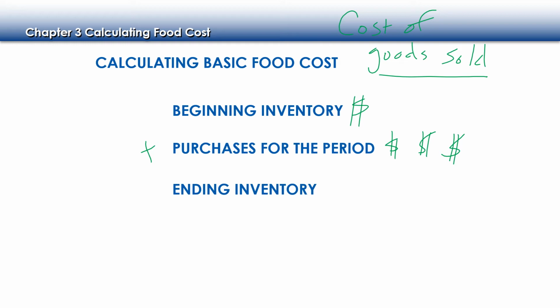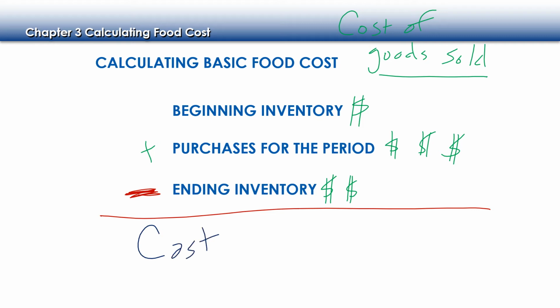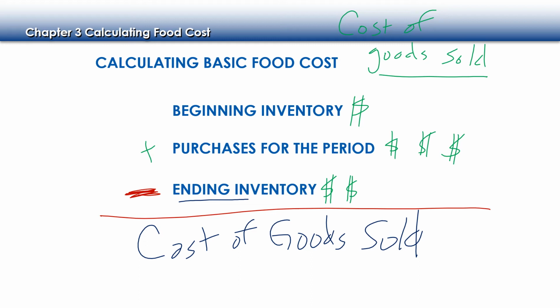Whatever we receive, we get that in. Then we are going to calculate our ending inventory. So go back into inventory at the end of the period and figure out what the value of that is. We are going to subtract our ending inventory, and that will give us our cost of goods sold. Because remember, food only becomes part of the food cost when it has been in production. So if it is in our inventory as an ending inventory number, then we can assume that it's not in production. And so it cannot be part of our cost of goods sold.